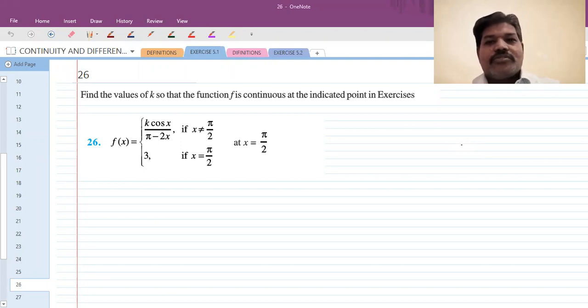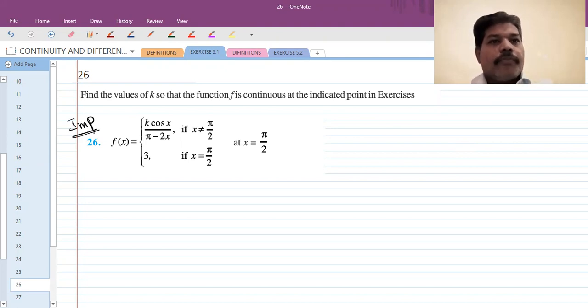See the next question, students. Very important questions from this one: 26, 27, 28, 29, and 30. So very important questions, students. Take star marks for these questions. In the public examination, they are giving these types of questions.